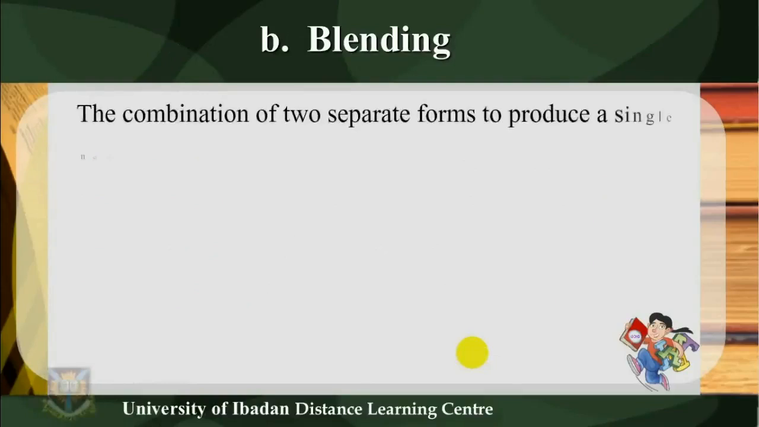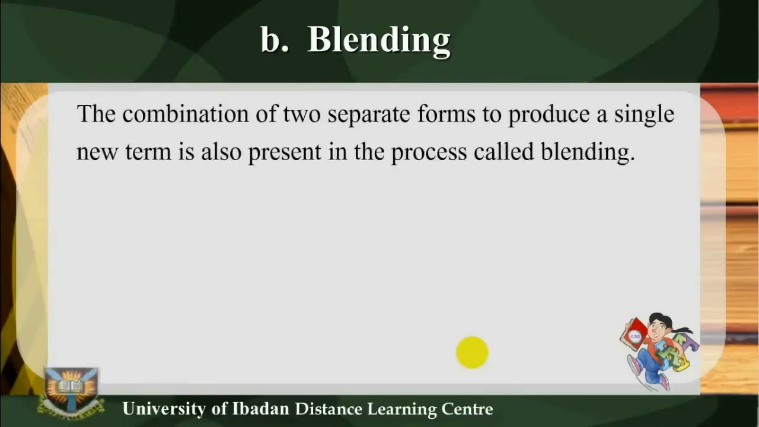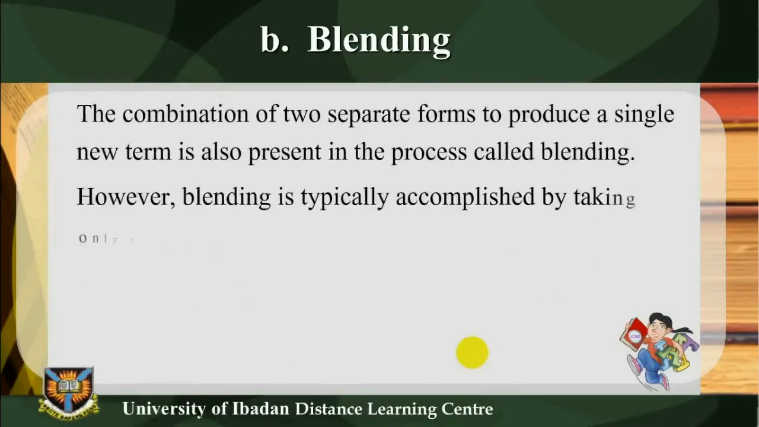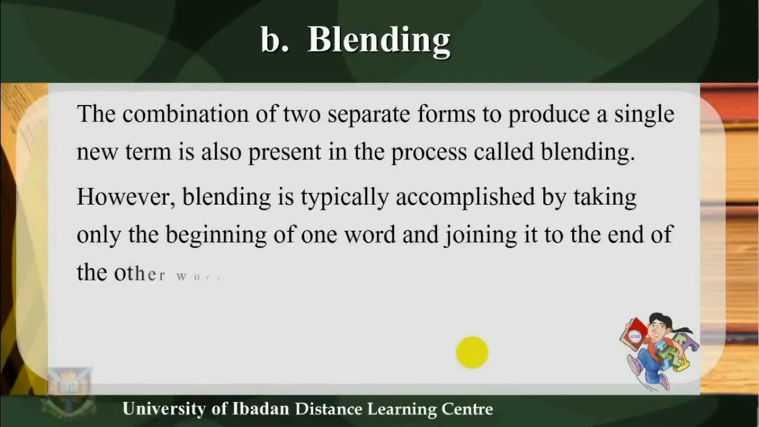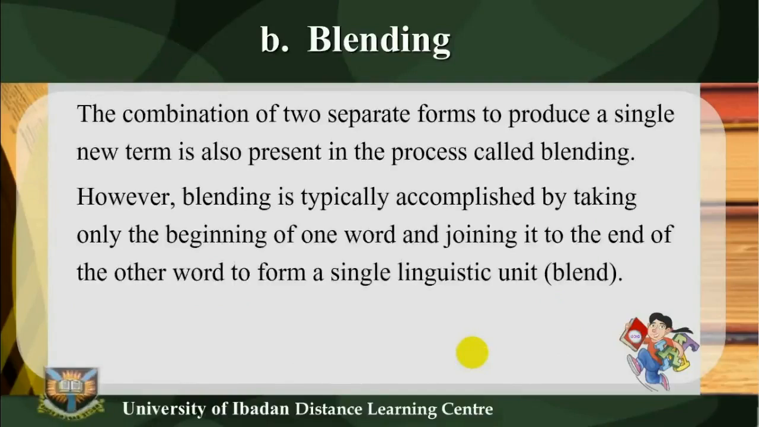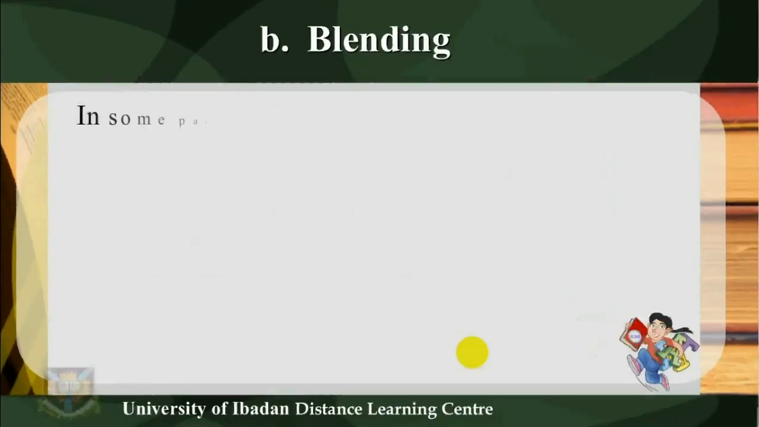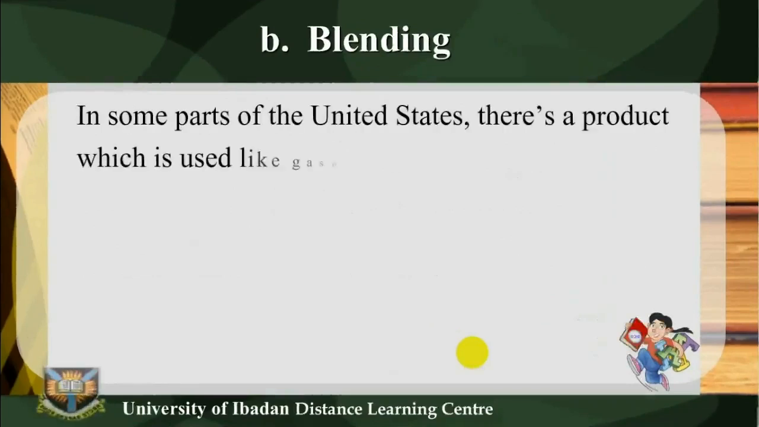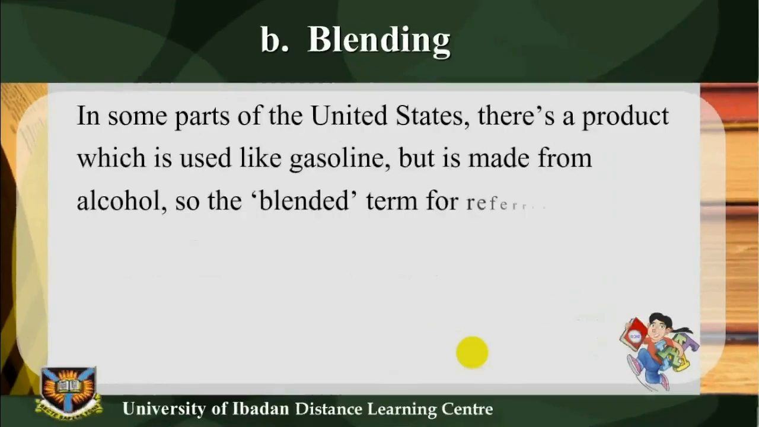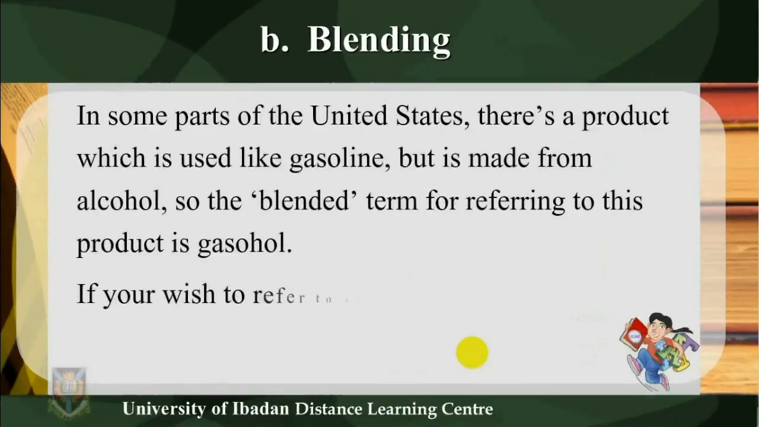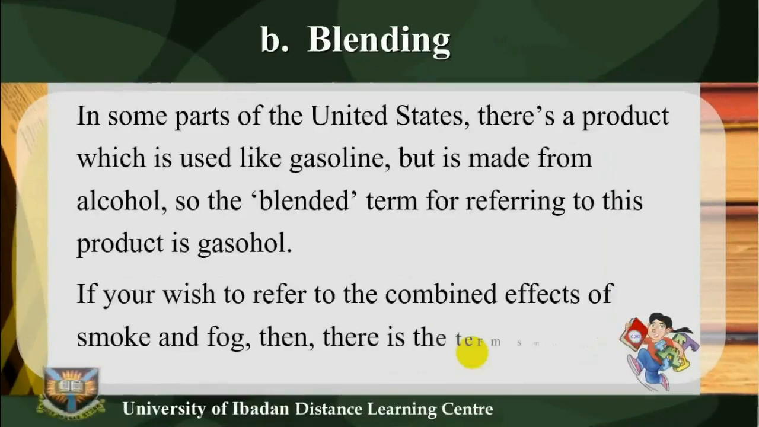B. Blending. The combination of two separate forms to produce a single new term is also present in the process called blending. However, blending is typically accomplished by taking only the beginning of one word and joining it to the end of the other word to form a single linguistic unit, a blend. In some parts of the United States, there's a product which is used like gasoline but is made from alcohol. So the blended term for referring to this product is gasohol.